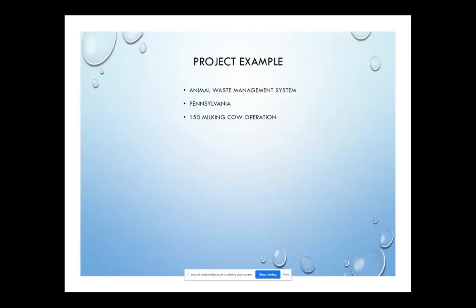So we like talking with examples in mind. Pennsylvania put together these set of slides, and I think a lot of these sites might even have been boots on the ground type of sites that they had gone to and talked about in person, which I'm sure was a great experience for the new staff. The example that we're going to look at today is a 150 milking cow operation. Originally, these slides were given to us by Justin Gabriel and Jennifer Harold from Pennsylvania.